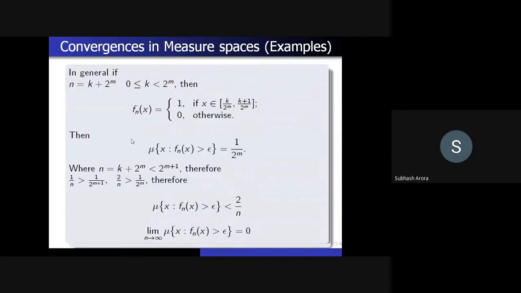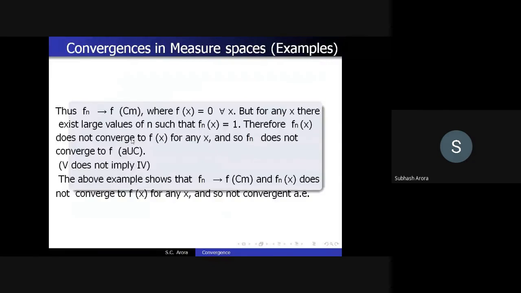When n is of the form k plus 2^m, and k is less than 2^m, then n is less than 2^(m+1). Therefore, 1/n becomes greater than 1/2^(m+1), and 2/n therefore becomes greater than 1/2^m. Mu of all those x such that Fn(x) > epsilon would be less than or equal to 1/2^m, and therefore the limit of this would be equal to 0. Thus, Fn converges to F in measure, where F(x) is equal to 0 for all x.